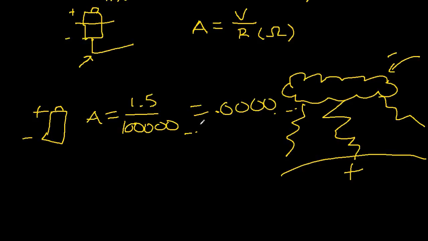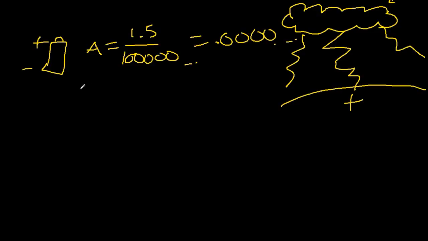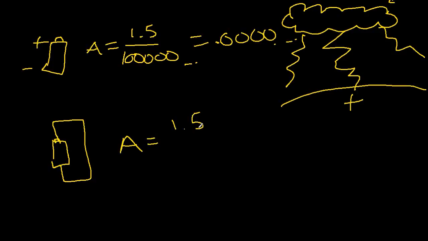Now, the other extreme example would be a battery that's just directly connected, or some power source. It doesn't have to be a battery, right? But some power source that's just directly connected with a copper wire. Now, this is the opposite example because we still have 1.5 volts, but now we have very low resistance, right? And again, it's not zero, right?